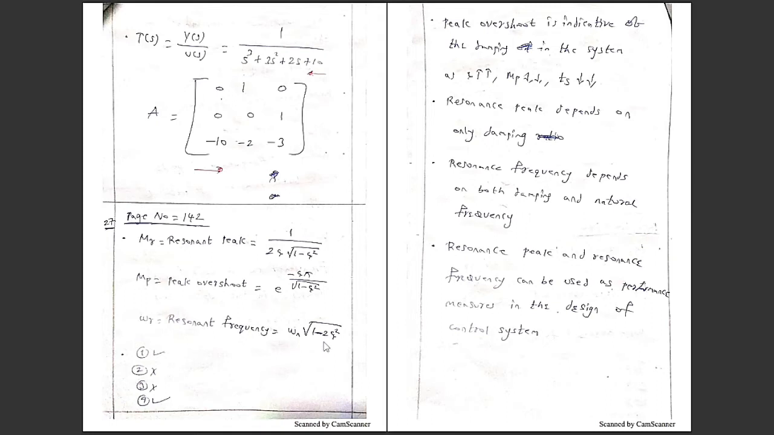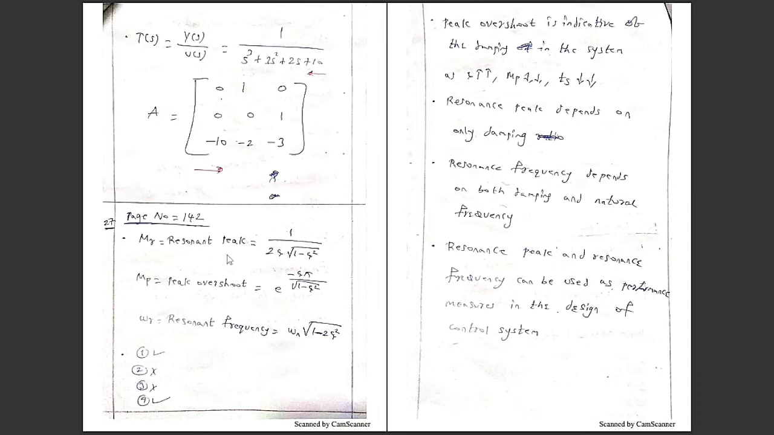So we can say clearly, a very important point: MR is called the resonant peak, equal to 1 by 2 zeta root over 1 minus zeta square, and MP is called the peak overshoot, equal to e to the power of minus zeta pi by root over 1 minus zeta square, and omega r is called the resonant frequency, equal to omega n into root over 1 minus 2 zeta square. So these are the three very important formulas that you always have to understand.